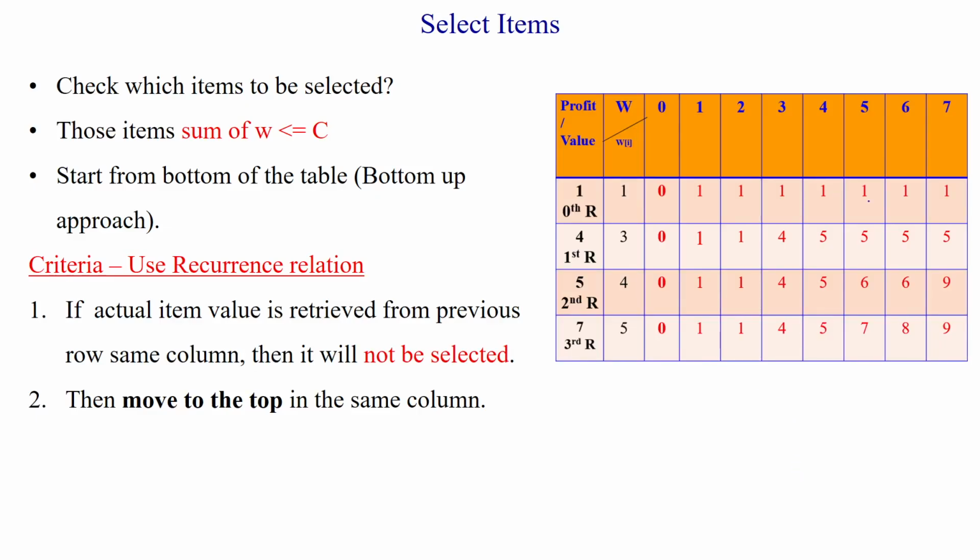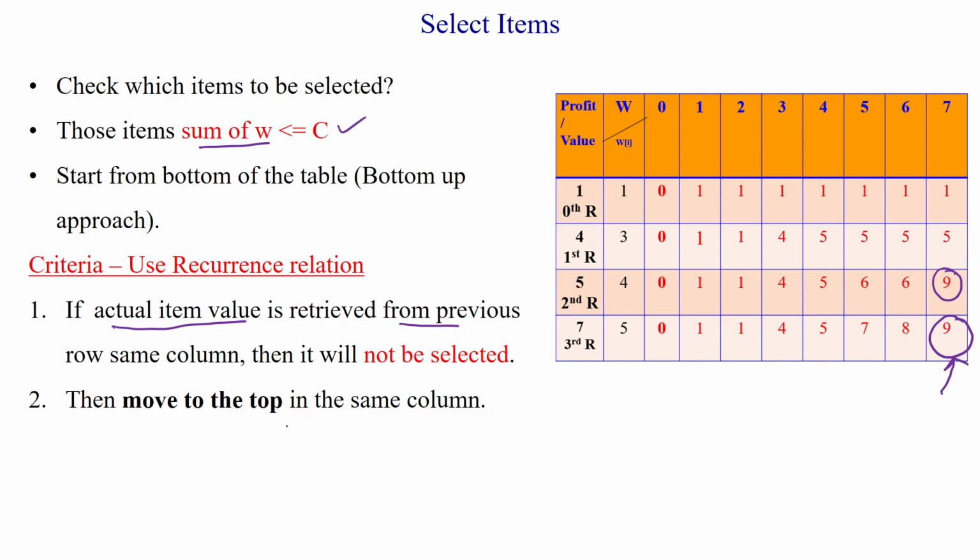When you are selecting the 9, there is some criteria, right? The sum of the weights should be less than or equal to the maximum capacity of the bag, that is one criterion. When you apply the bottom up approach, the actual item value is retrieved from the previous row. You look at the profit we got. You have to check whether this value is similar to the previous row value in the same column. If it is similar, we should not select this current item.